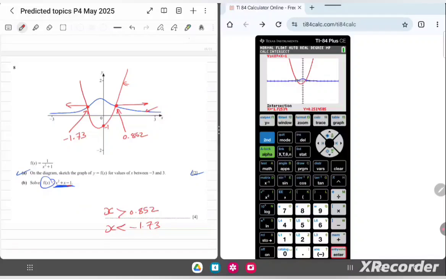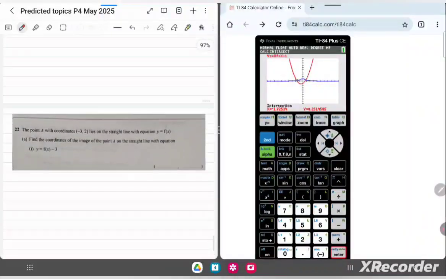So this is the idea of this question, and please double check with your calculator and let me know if there is any mistake. Okay, last question.